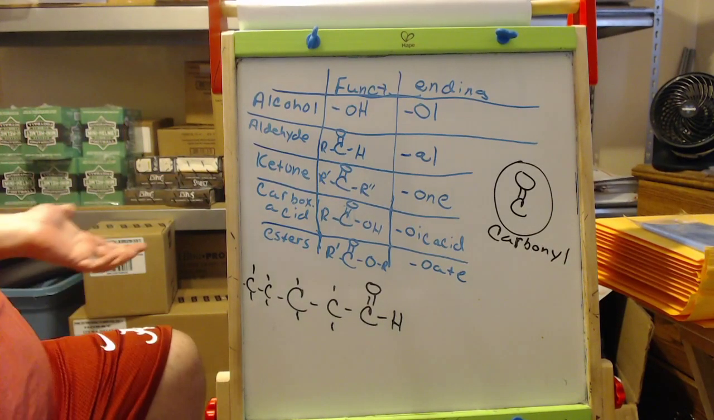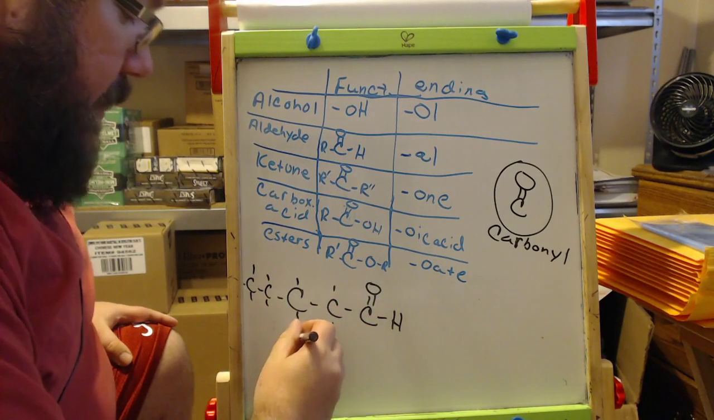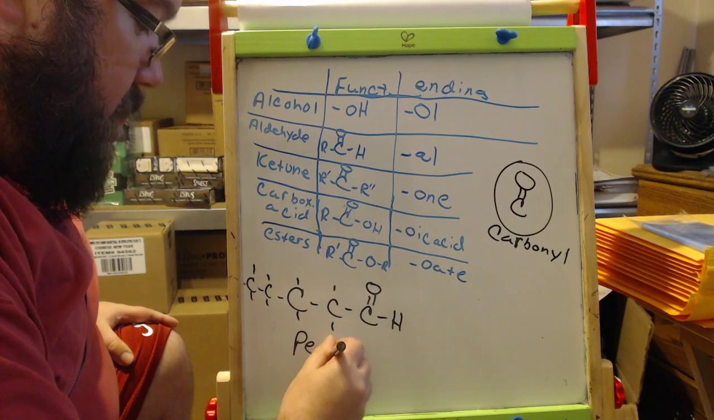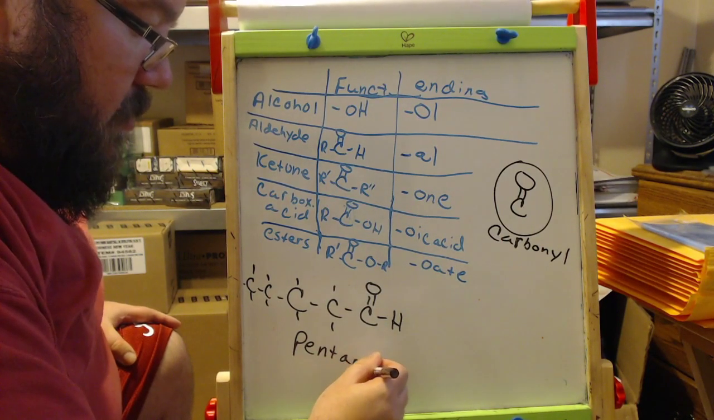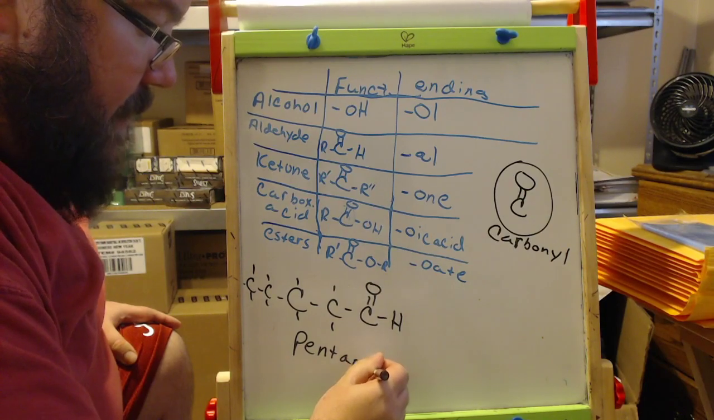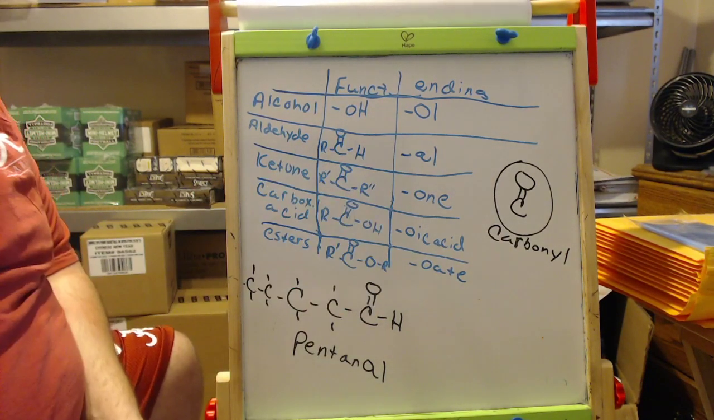But it's the same principle. You count the longest carbon chain: 1, 2, 3, 4, 5. It's a pent. They're all singly bonded, so put an A, N. In our case here, it's pentanal. A-N-A-L. Pentanal.